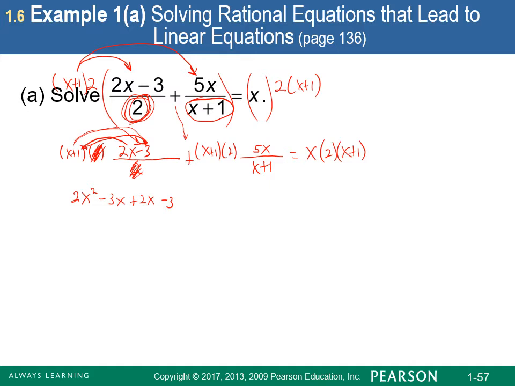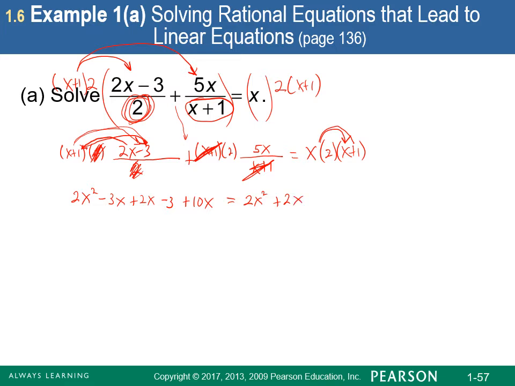In the second fraction, we've got an x plus 1 and an x plus 1, and again that's why we put the x plus 1 out there. They disappear, and we get 2 times 5x, which is a 10x. And we'll go ahead and start doing some multiplying over here. We've got the x times the 2, which is 2x, times x, which is 2x squared, and we've got 2x times 1, which is 2x.